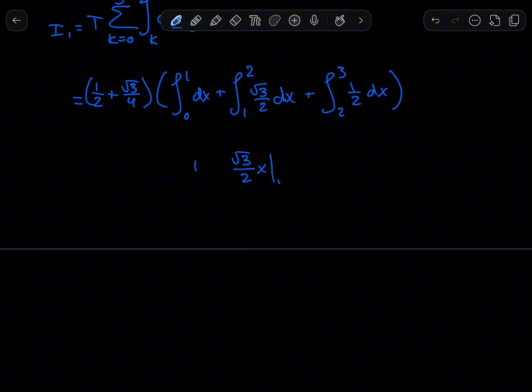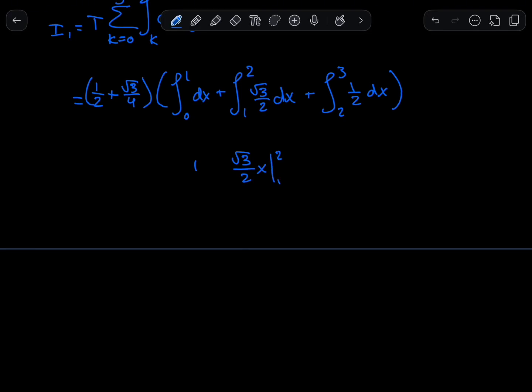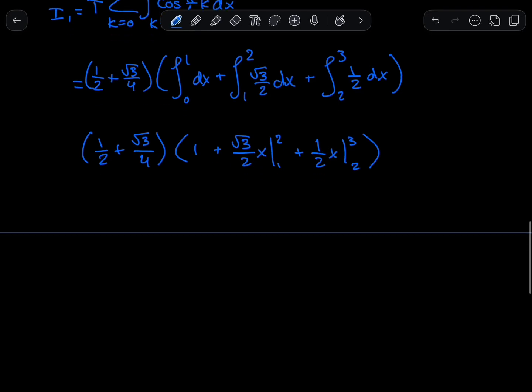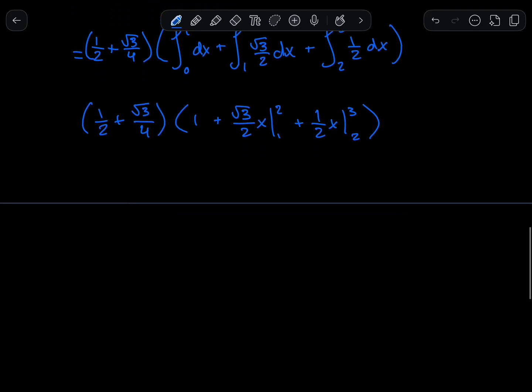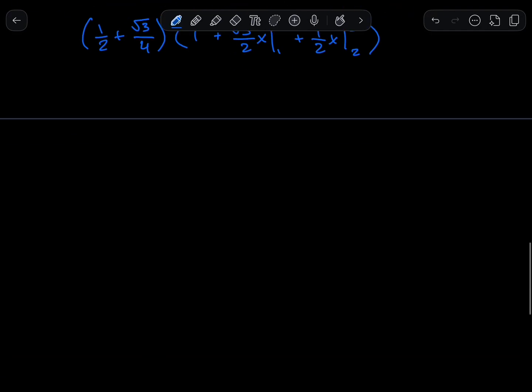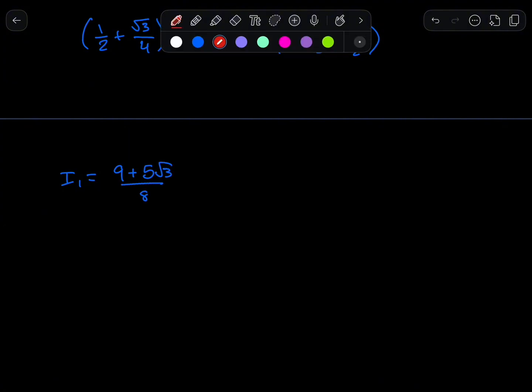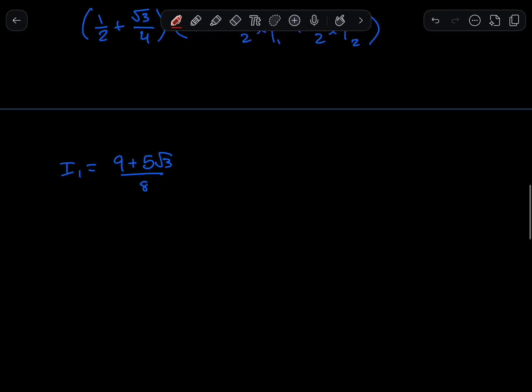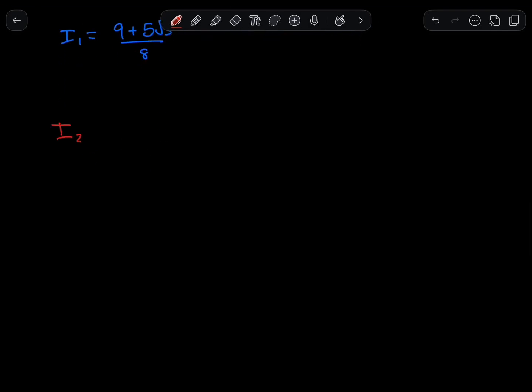Now this is just equal to 1, and then we're going to have 3/2 x going from 1 to 2, and then plus a 1/2 x from 3 to 2, and then times our constant over here, and we're going to end up with I sub 1 is equal to 9 plus 5 root 3 over 8. Okay, wonderful.